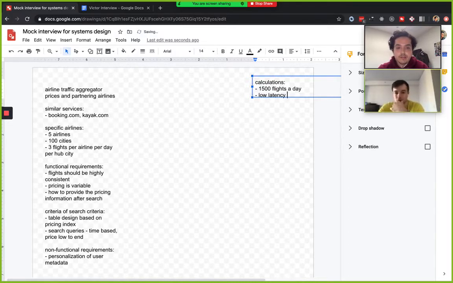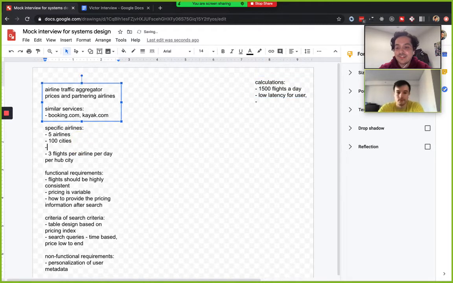Okay, so low latency for user. Okay. Yeah. Okay. Yeah. So I think I still do want to, oh, I forgot about the seats too. Okay, so good thing we're talking about that, and then seats per flight.